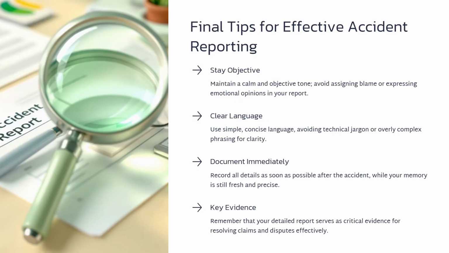Final tips for effective accident reporting. Stay objective. Maintain a calm and objective tone. Avoid assigning blame or expressing emotional opinions in your report. Clear language. Use simple, concise language. Avoid technical jargon or overly complex phrasing for clarity. Document immediately. Record all details as soon as possible after the accident while your memory is still fresh and precise. Key evidence. Remember that your detailed report serves as critical evidence for resolving claims and disputes effectively.